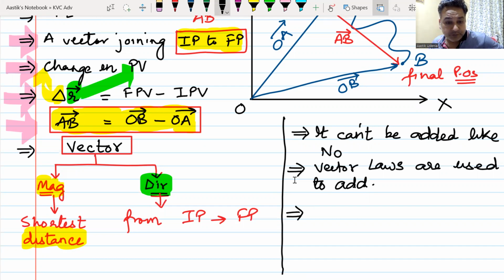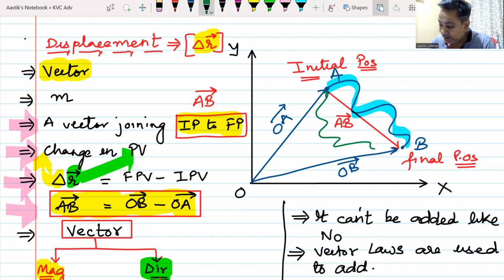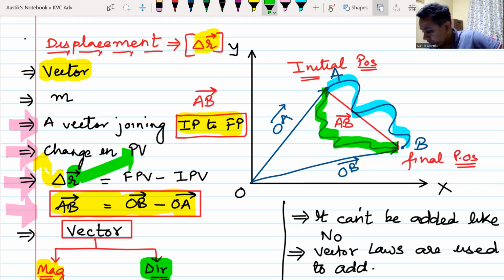Now, tell me, if I go from A to B in the blue path, there would be some distance traveled. The displacement would be AB vector. If I go from A to B in this green path, will the distance remain the same or will the distance change? It will change, sir.